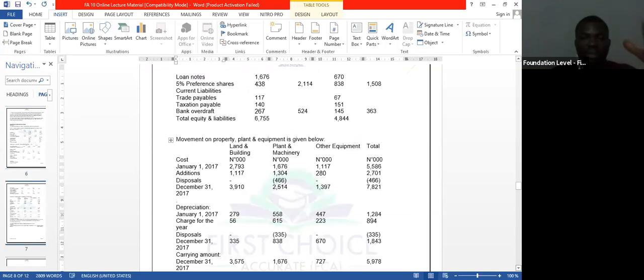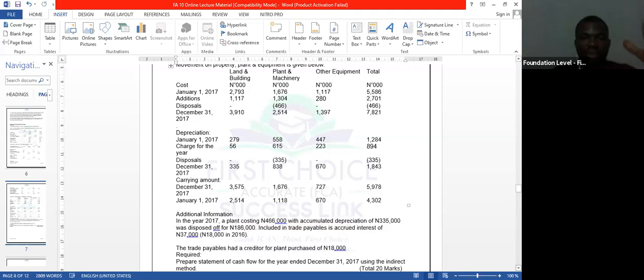Then we have additional information. The additional information given to us is that in year 2017, a plant costing 466,000 with accumulated depreciation of 335,000 was disposed of for 186,000. This means there is a disposal of assets. Whenever there's a disposal of assets, you have to calculate if there's a gain or a loss. This gain or loss does not involve movement of cash. It is for documentation purposes.